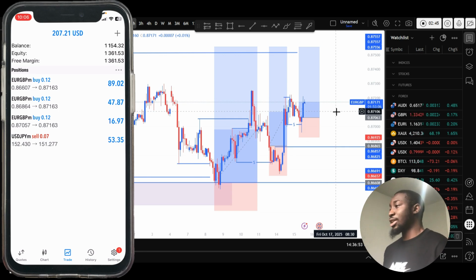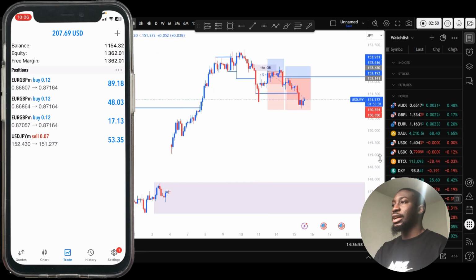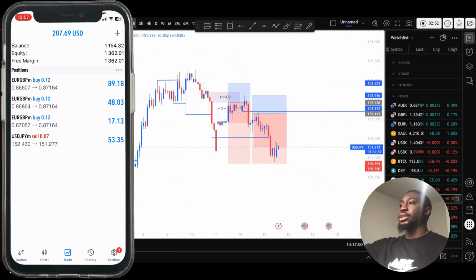And for USD/JPY, let's check. That one is close to TP. That one is moving very sweet, as you can see.